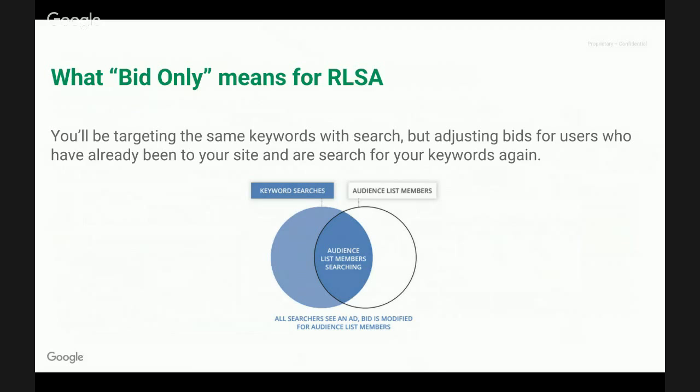We have a formula in the later slides, and we're going to go through that. But what's important to know here is that bid only is what you use when you add RLSA lists on existing campaigns, because you want new traffic still to come in, but if we get some returning users, we want to bid more aggressively. Does that make sense? Yeah, it makes sense to me.